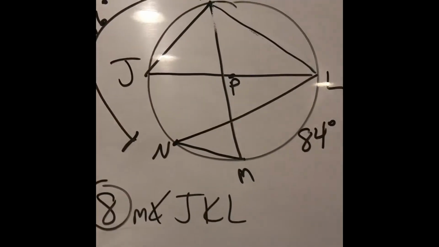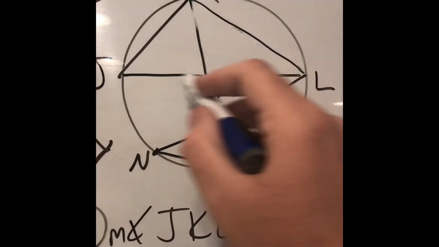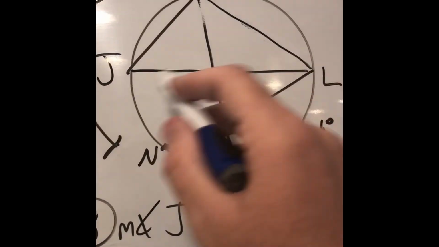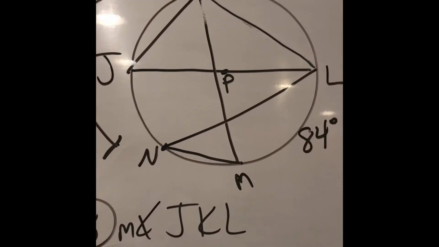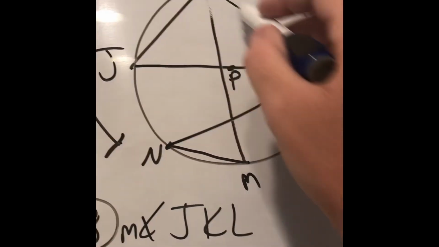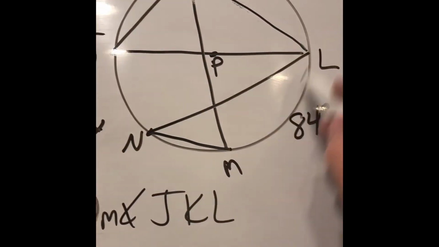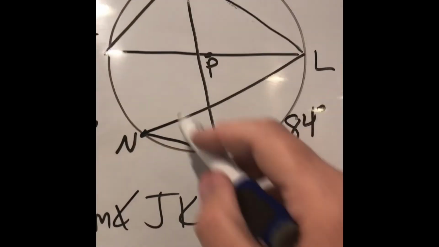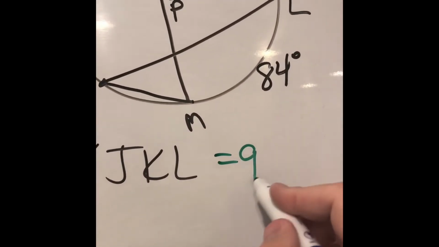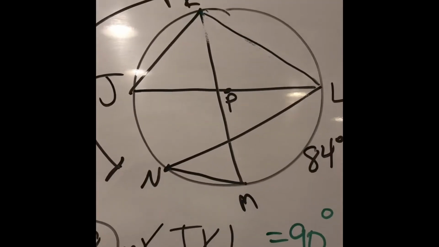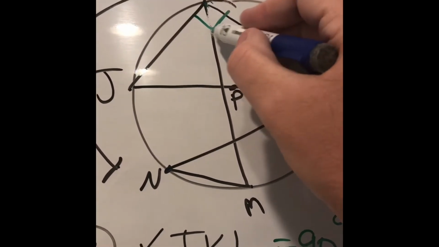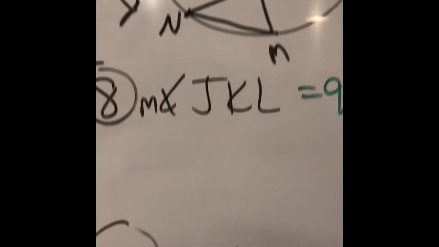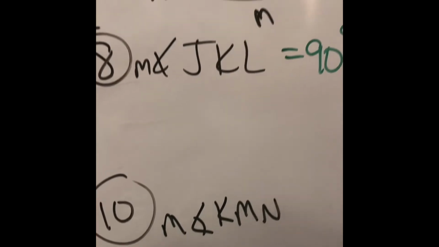Well, if I'm looking here, angle JKL, I notice JL is a diameter. And remember, we had that theorem that said that if we have an angle inscribed in a semicircle right here, then that angle is going to be half of that semicircle. So that tells me 90 degrees for angle JKL. So this is actually a 90-degree angle right there. Right angle.